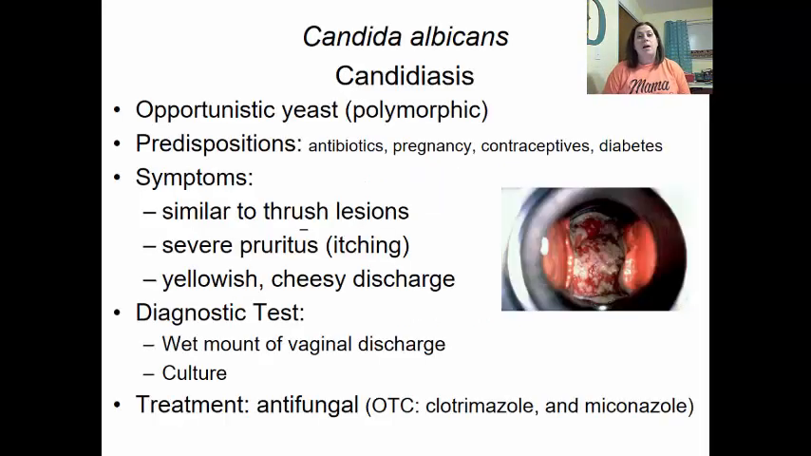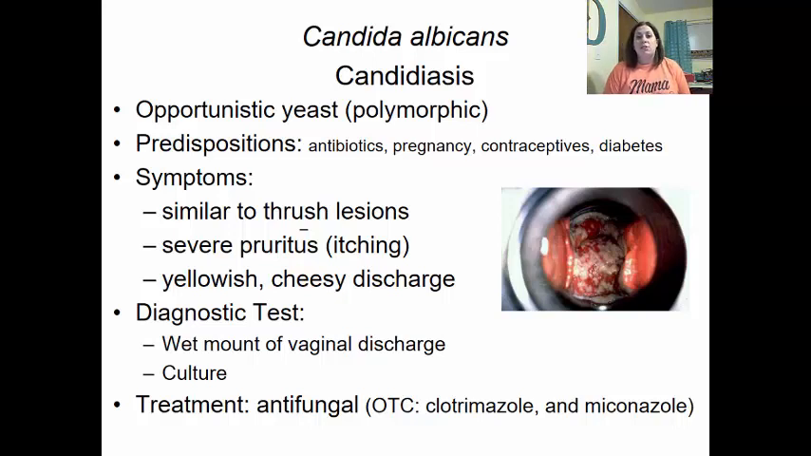We look at Candida albicans. This is an opportunistic yeast. It is polymorphic. There are some predispositions, such as individuals taking antibiotics, again due to the normal flora being taken out, which lets this outcompete them. Other predispositions are pregnancy, contraceptives, and also individuals who have diabetes.